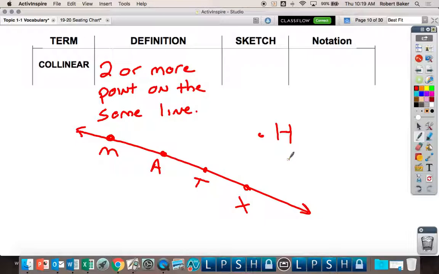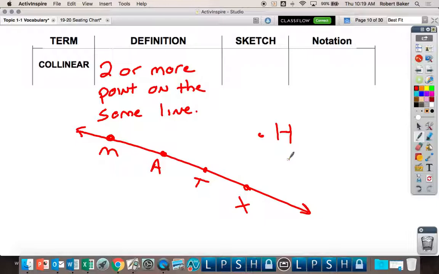Are A and T collinear? Yeah. Are hippopotamus and smiley face collinear? Yes. Can't see them, but there's a line that connects them. The best one yesterday was, are your head and your pillow on the same line? You know where your head is, you know where your pillow is, and there is a line that connects your head to your pillow. An express line right after school, right?